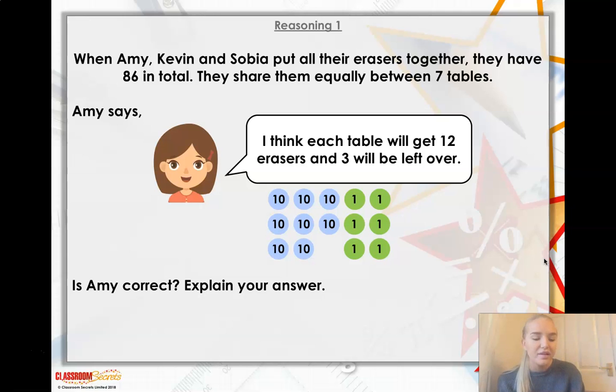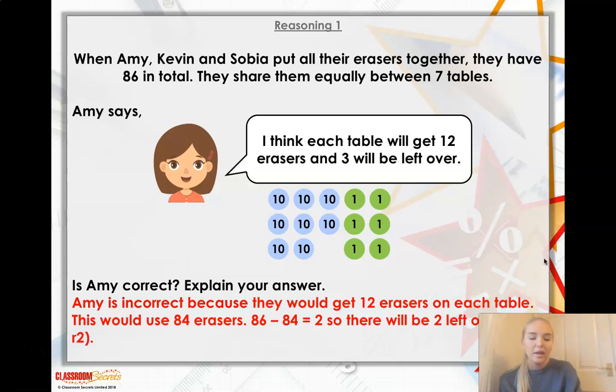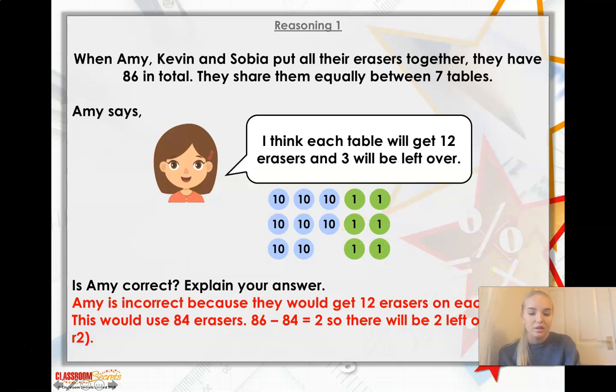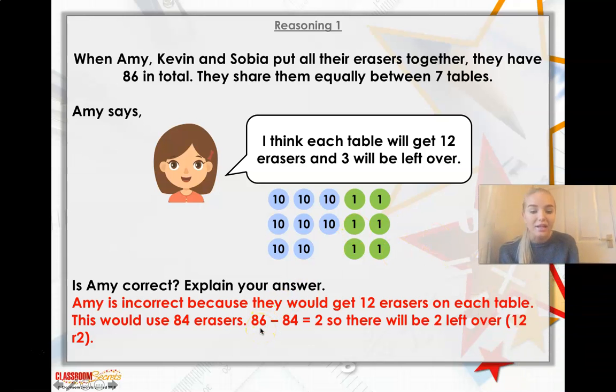Okay, so if you've worked this out, you will find that Amy was incorrect. Now, we could prove Amy was incorrect by showing our working out to our marker, but we also need to explain our answer using this magic word, because. We know that Amy is incorrect because they would get 12 erasers on each table, because this would use 84 erasers, and 86 take away 84 is 2, so there will be 2 left over. So the correct answer will be 12 remainder 2, not 12 remainder 3.